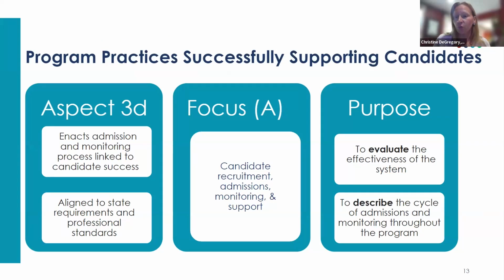So we're going to begin first with your program practices successfully supporting candidates. Remember, this is tied to aspect 3D, right? How are you recruiting, admitting, monitoring, and supporting your candidates throughout their time with you? And of course, this is all aligned to your state requirements and any professional standards. So the focus here is from start to finish on the candidate. Remember, this is candidate focused, right? And you are looking to evaluate the effectiveness of your system, and you're going to do some describing of what this whole cycle looks like.